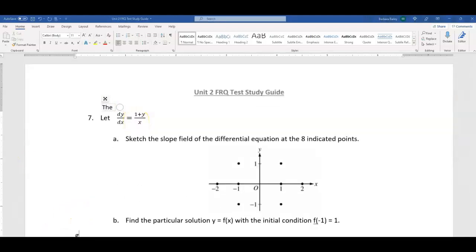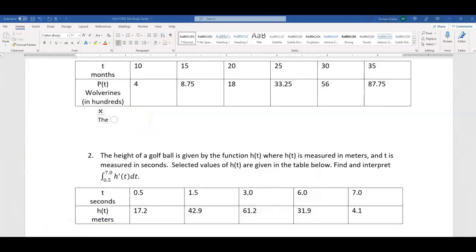Oops, just a moment. I'll start retyping here. The height of the golf ball has decreased by 4.1 minus 17.2 meters on the interval t equals 0.5 seconds to 7 seconds.